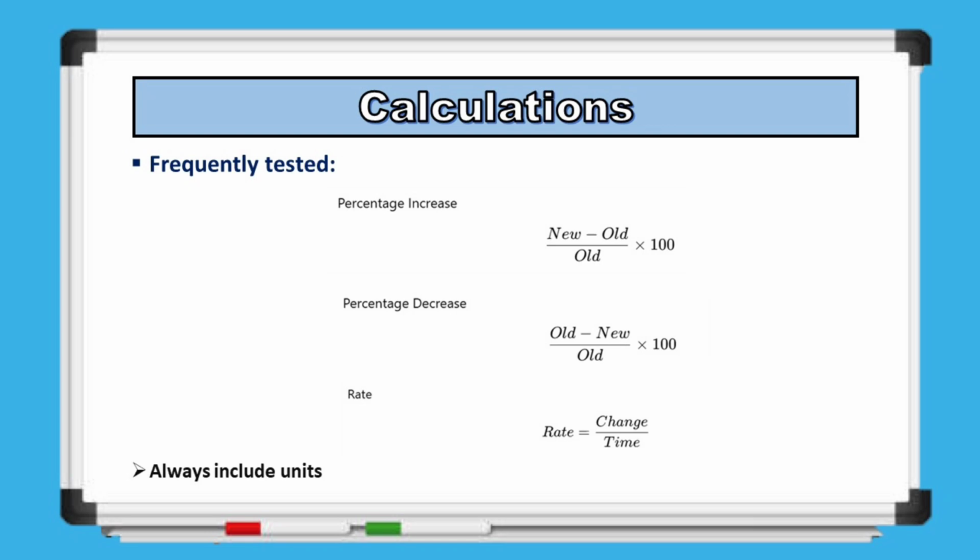Another common calculation is rate. Rate tells you how quickly something happens. To calculate it, divide the total change by the time taken. Always remember to include the correct units in your final answer.